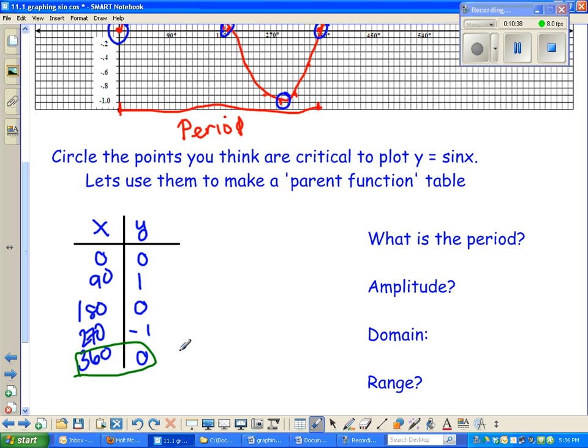Okay, so on your homework today, you can use your table to determine what one period is.